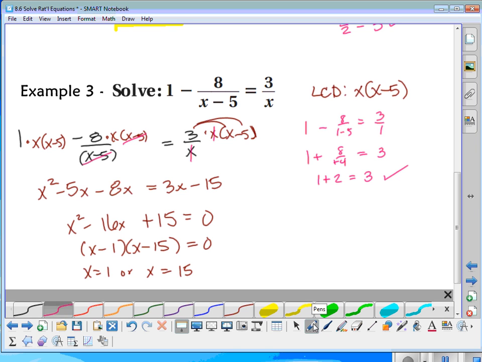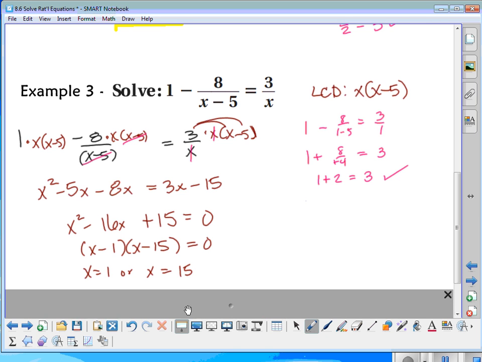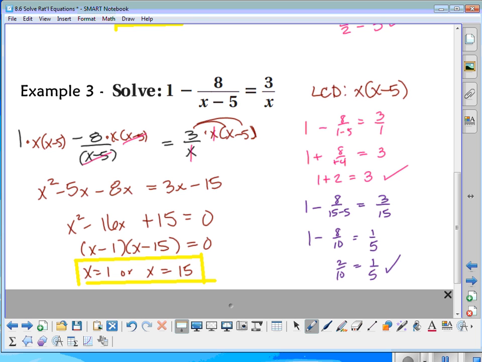And then if I test my other one, 1 minus 8 over 15 minus 5 equals 3 over 15. I get 8 over 10. 3 over 15 reduces to 1/5. And so 1 minus 8 over 10 is 2/10, and 2/10 does reduce to 1/5. So that one works also. So I know that both of these are a solution to this one. Okay. Any questions there?